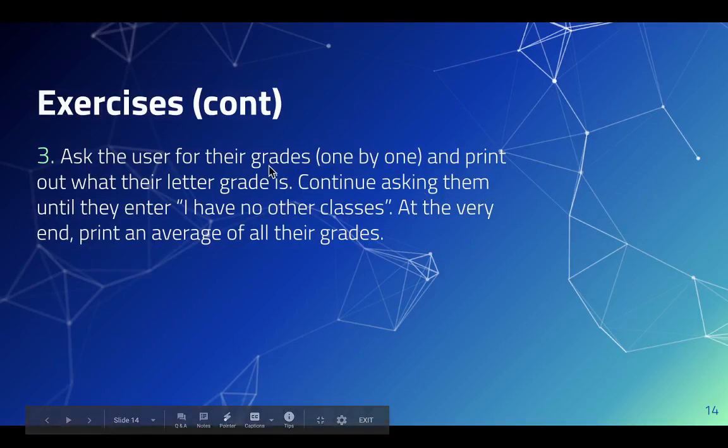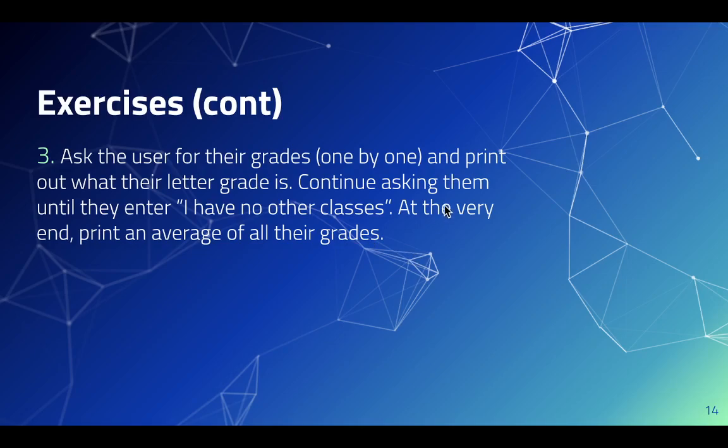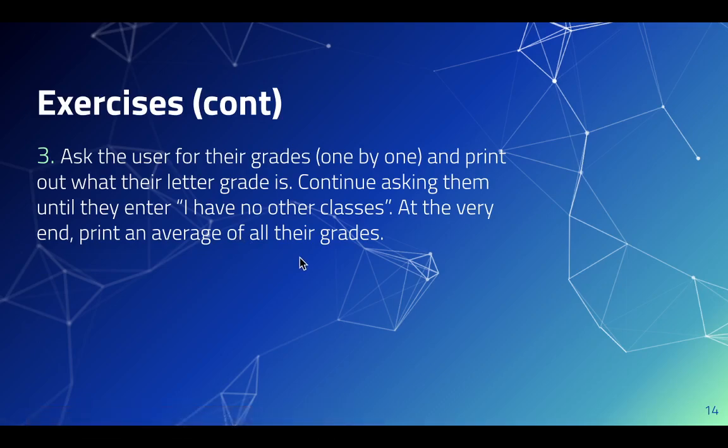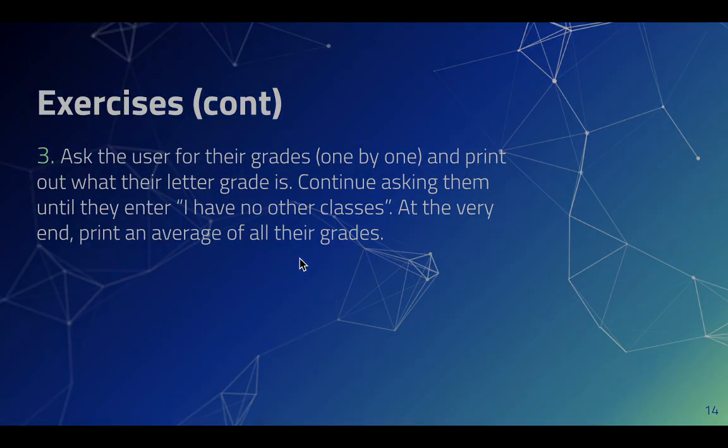And then our final exercise was to ask the user for their grades, and we would want to print out what their letter grade is. So if their letter grade was an F, you would have to print out F. And you would have to continuously ask them for their grades using the input function and using a while loop until they say, I have no other classes left. And at that point, you want to print an average of all their grades. This one's a bit tricky, but it's perfectly doable if you've grasped these concepts. So these are the 3 challenging exercises we created for reviewing intro.